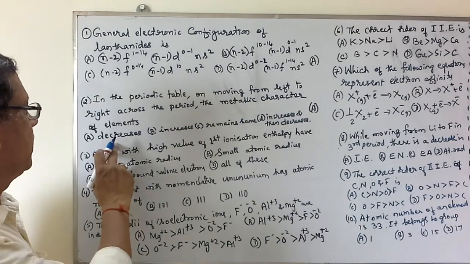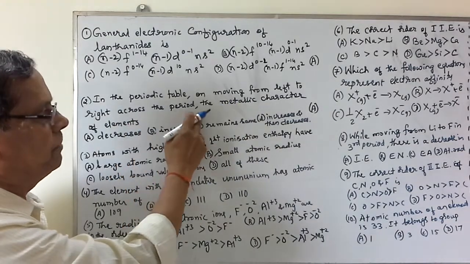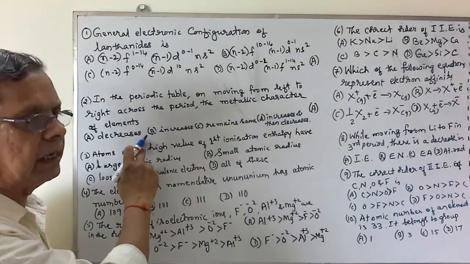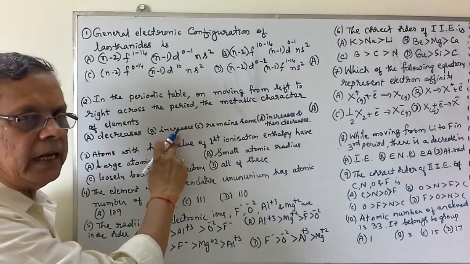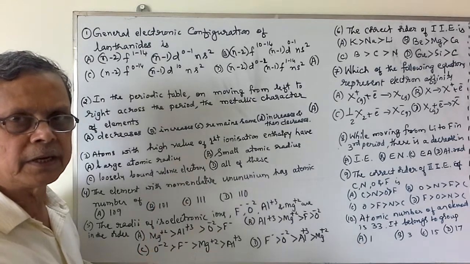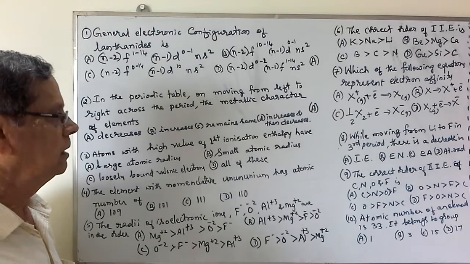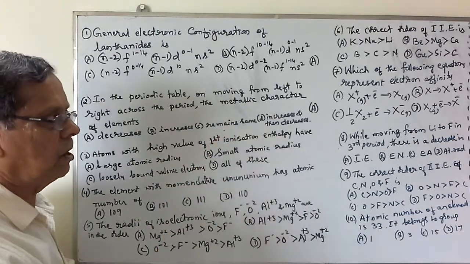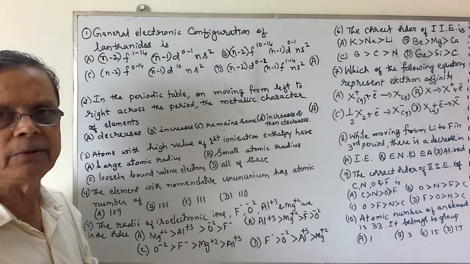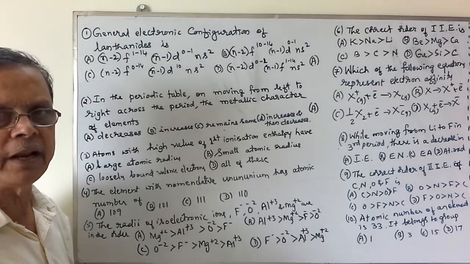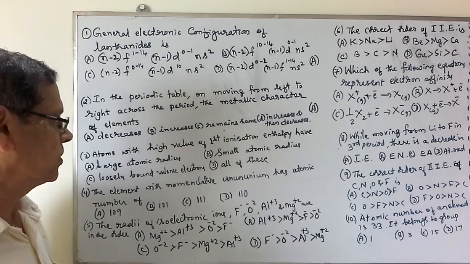Similarly, for the second question, on moving from left to right across the period, the metallic character of the elements decreases. The metallic character does not increase, because we move from metals to metalloids to non-metals. Remains the same is also wrong. Increases and then decreases is also wrong, because on the extreme right we have the non-metals and on the extreme left we have the metals. So metallic character gradually decreases.